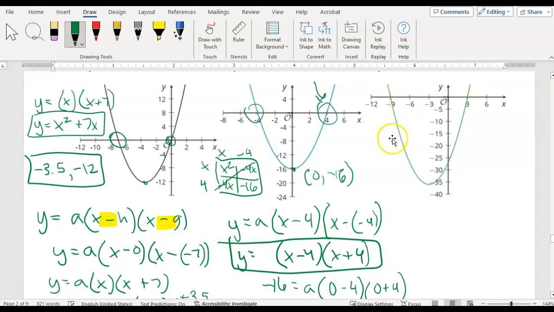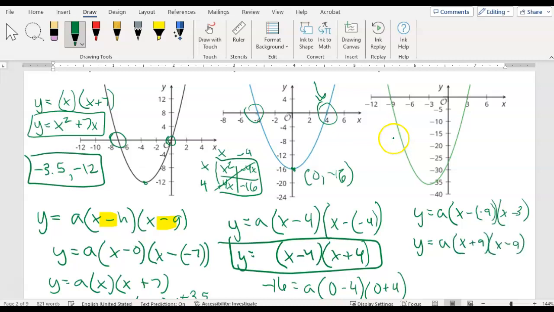All right, and then this one here, same thing. We're going to set this up. y equals a times (x minus -9) times (x minus 3). We'll get y equals a times (x plus 9) times (x minus 3). And then here it's a little bit harder to see this point, but it looks to be about there. For this one, I'm going to go ahead and just assume that our a is 1 as well. And so if you were to rewrite this, you could write it as (x plus 9) times (x minus 3) and put it into your calculator and see what happens. See if it matches this or not. Okay?